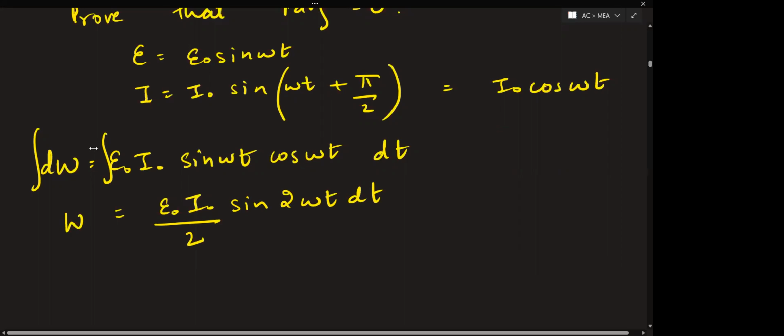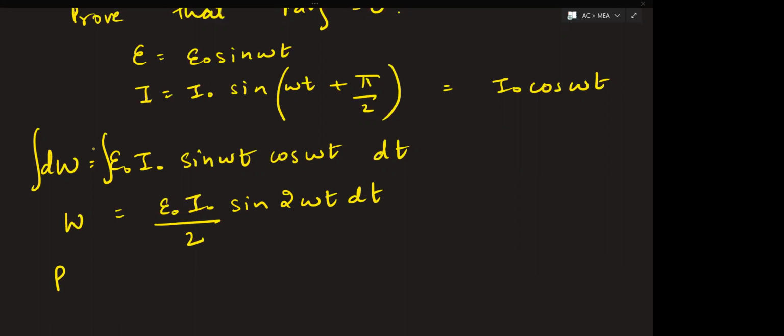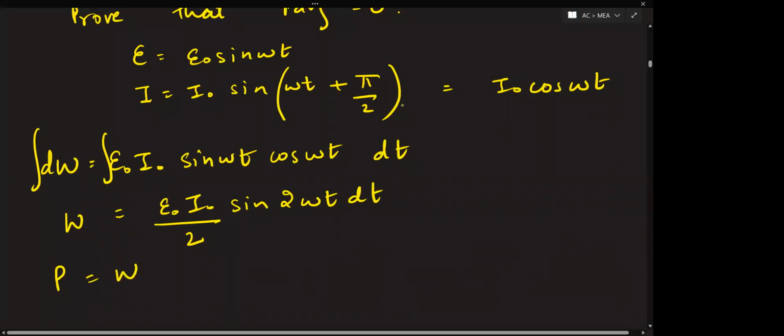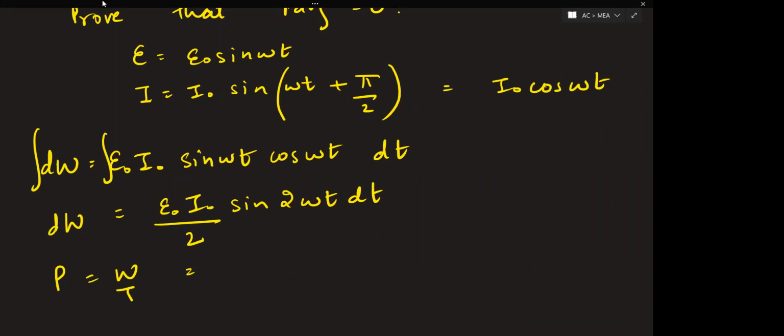Now you have the work done. What is the relation between work done and power? Yes, class, the formula. Power is equal to W by T. Perfect. Power is work done divided by time. So let's say this is dW.